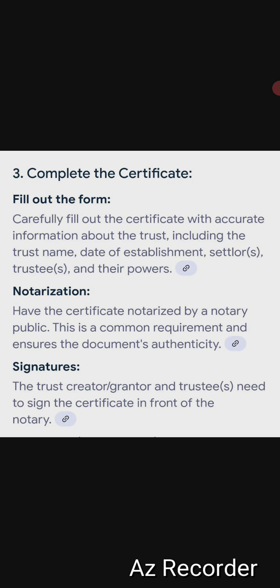Sign the certificate in front of a notary. Okay. This is a common requirement and ensures the document's authenticity. So again, notary public. Signatures: the trust creator, grantor, and trustee need to sign the certificate in front of the notary.